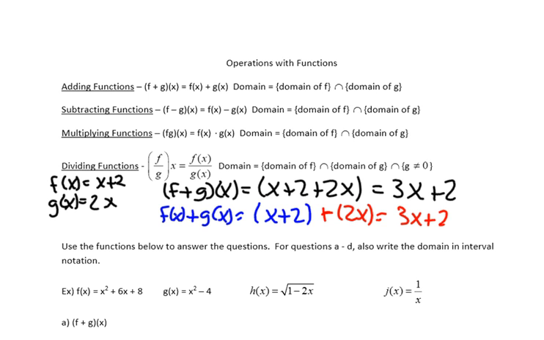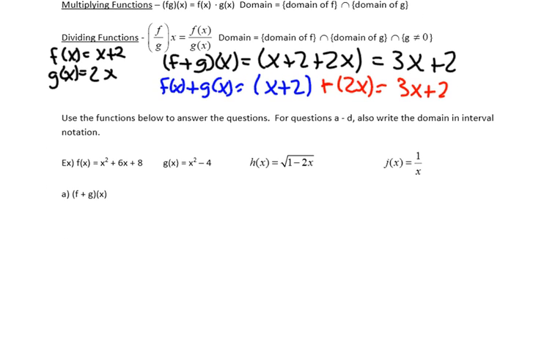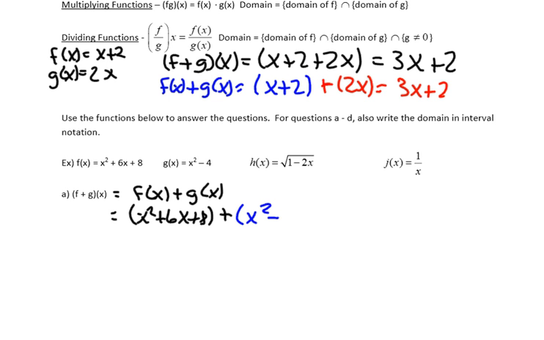All right, so use the functions below to answer the questions. For questions A through D, we're also going to write the domain in interval notation. So let's start with f plus g of x. Again, I'm going to rewrite it using the notation above. That's the same thing as f of x plus g of x. Well, f of x is x squared plus 6x plus 8 plus, I'm going to do g of x in a different color, so that's going to be x squared minus 4.